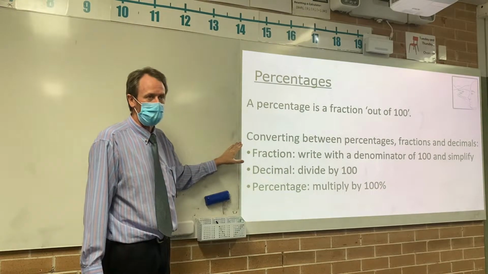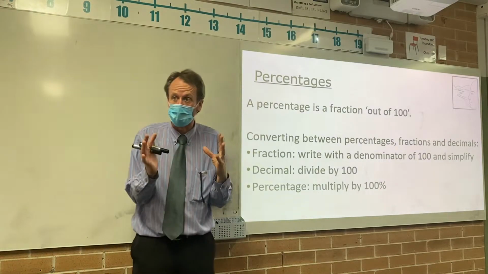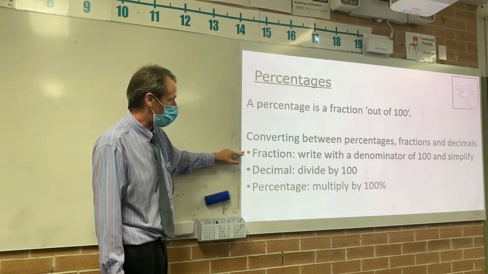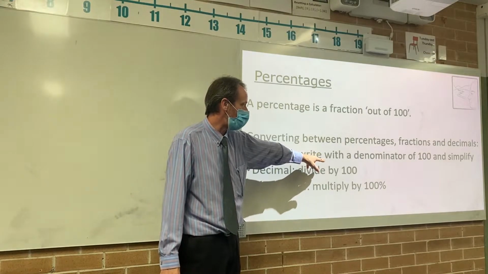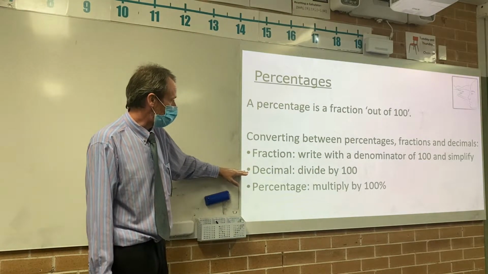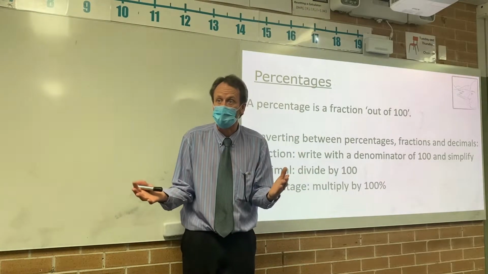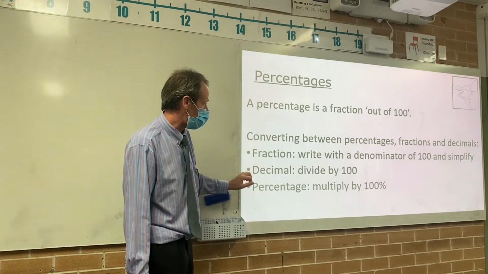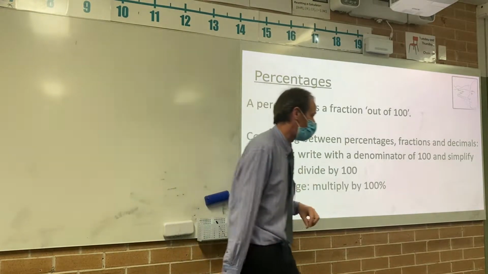Today we want to very quickly go through converting between percentages, fractions and decimals, and most of it we can actually do with a calculator, so that makes it easy. To convert to a fraction, if you've got a percentage, you write it with a denominator of 100 and simplify. To convert to a decimal, just divide the decimal by 100. You can actually do that without a calculator, it's really easy. To convert to a percentage, multiply by 100%, and when we do it on the calculator, it's very easy.